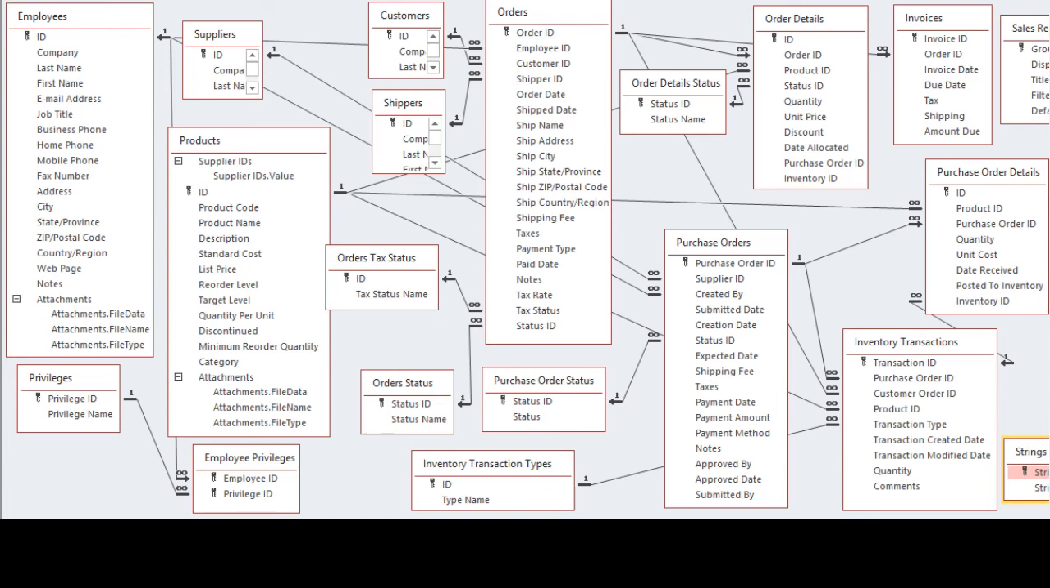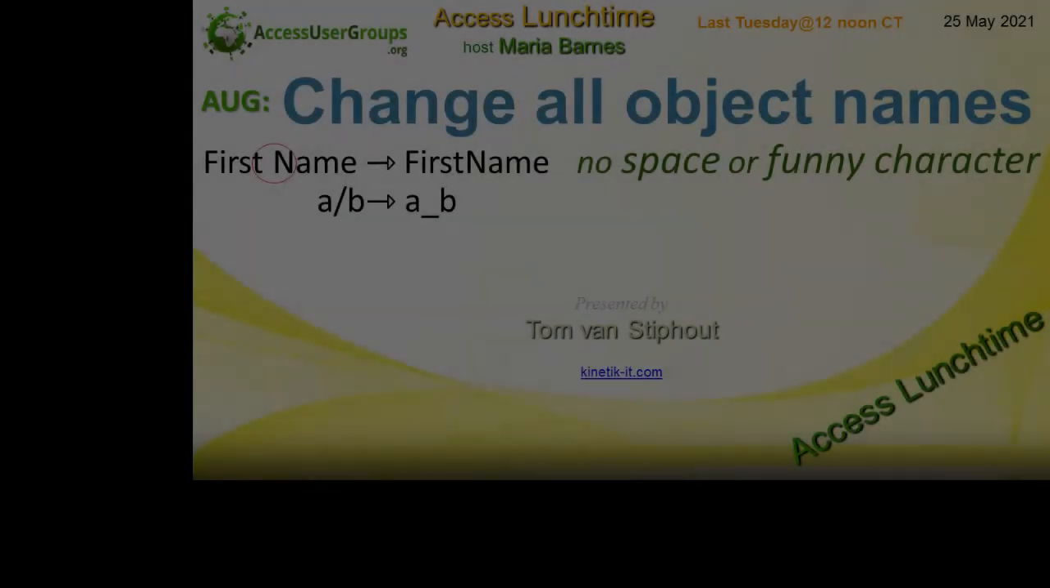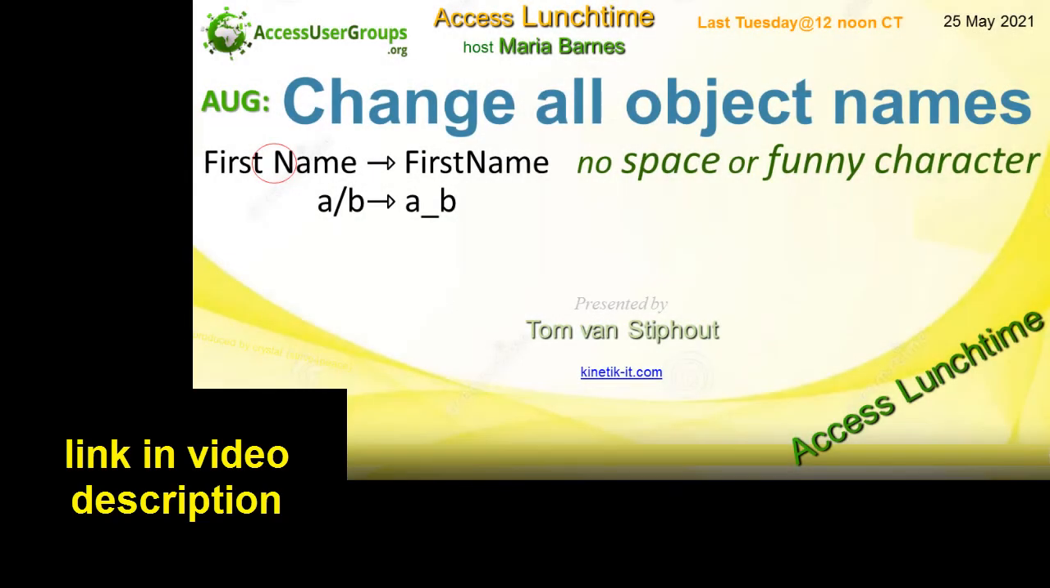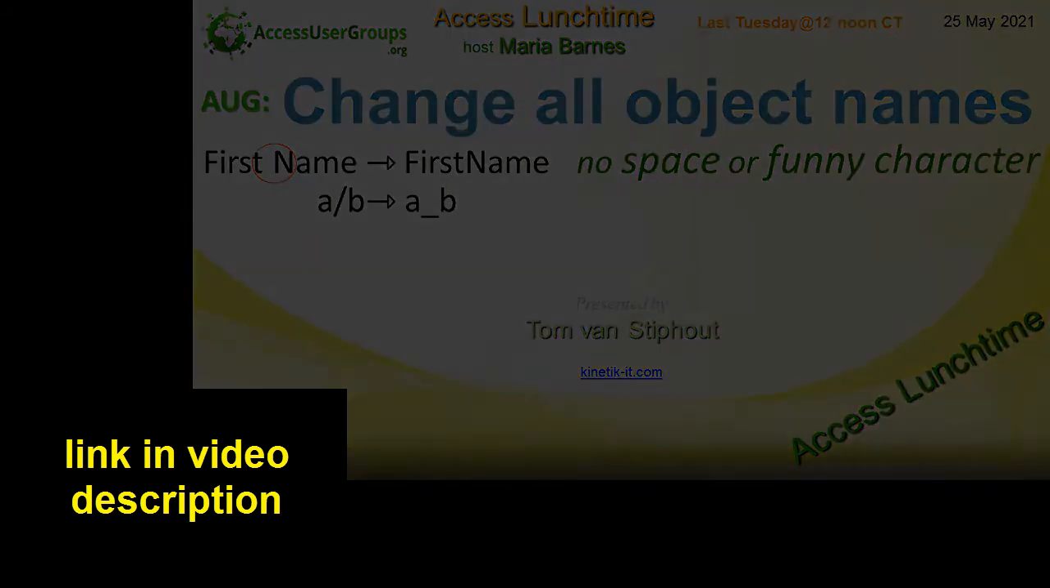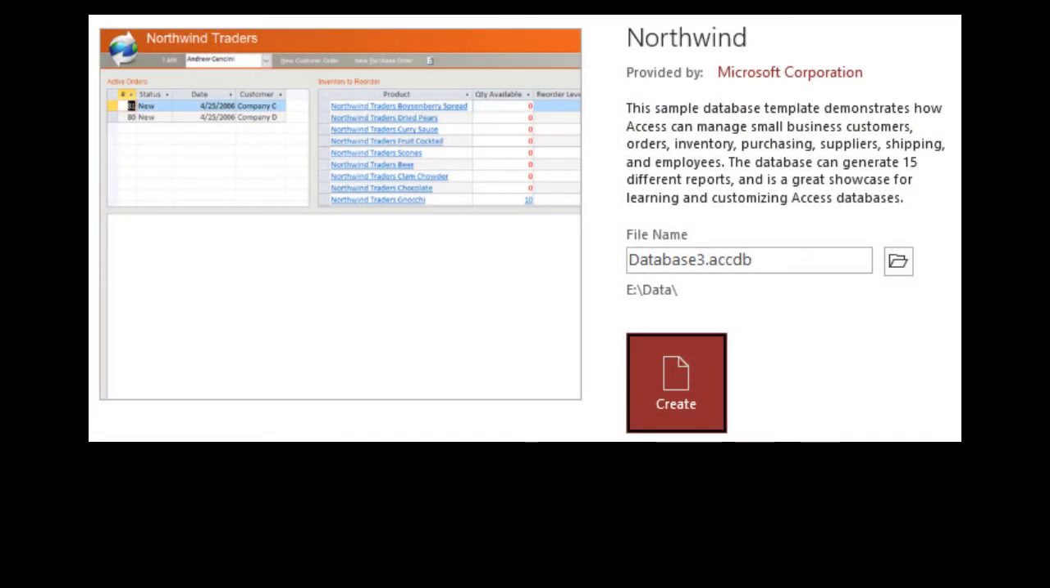The relationships diagram was step one. We still have a lot to do. Next, we'll fix names. Tom Van Stiffout wrote code to remove spaces and funny characters of names in Northwind. That's a good start. So we'll get his code and run it. The link to Tom's presentation is in the video description. It's about time someone tackled Northwind. Perhaps when we're done, it will be good enough to replace the actual Northwind template.